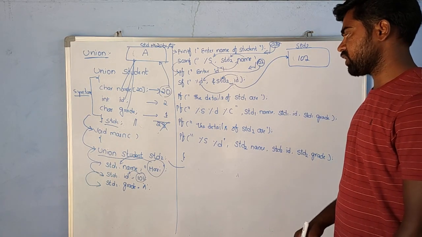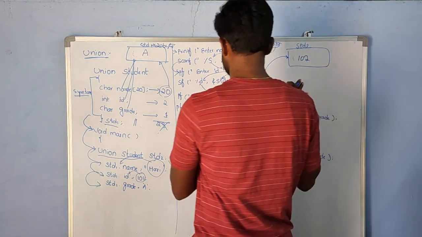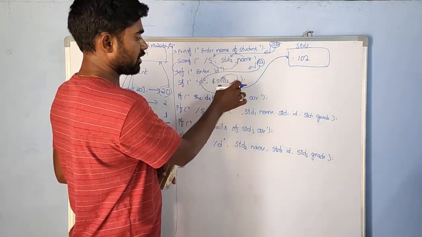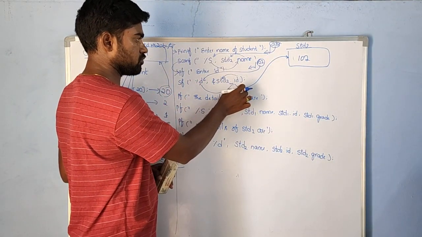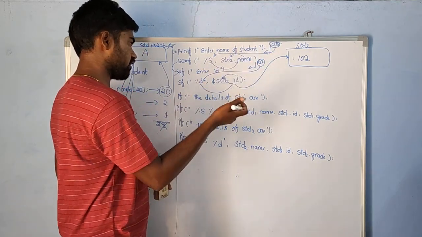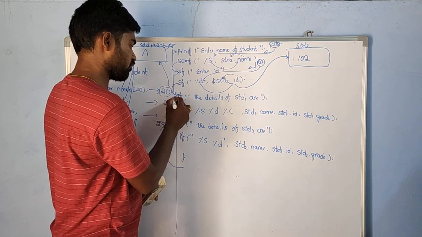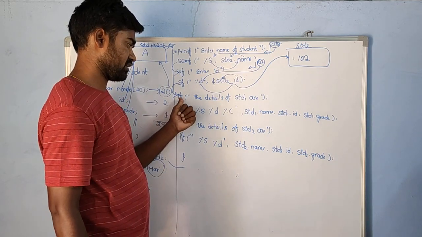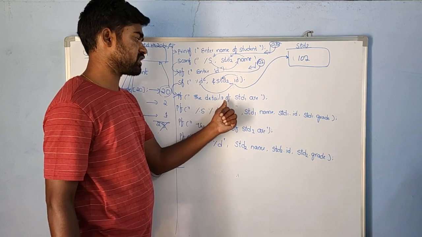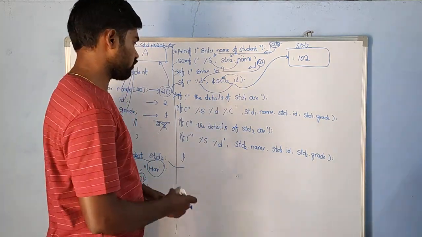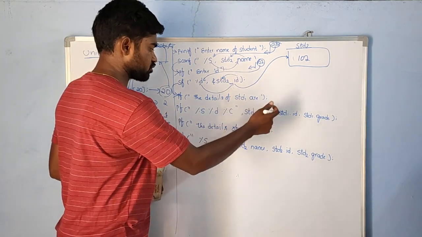Now what will happen after completion of this instruction? Here we are not entering the grade of the std2 variable. Let me see what will happen here. After completion of this instruction, we move to the next instruction. Here the details of student 1 are printed. Now we are printing the details of student 1.